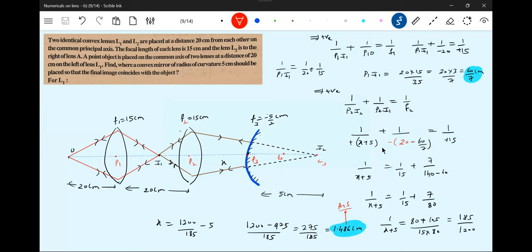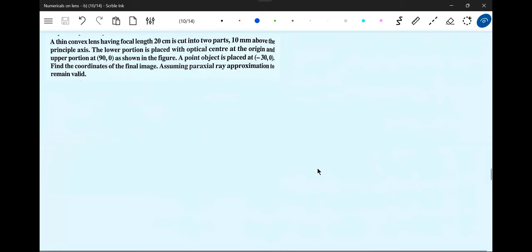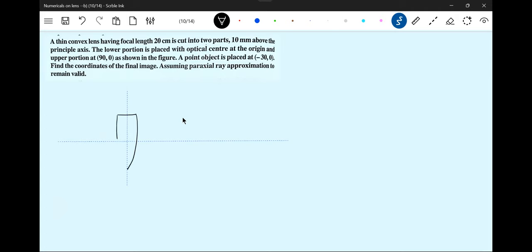Okay, some simple lens equation. If you draw the ray diagram, it's a little bit easier. A convex lens having focal length 20 cm is cut into two parts, 10 mm above the principal axis, and they are kept somewhere. So I have to draw the basic diagram. Above the principal axis, the lens is cut, ten millimeter above. I'll call it A.